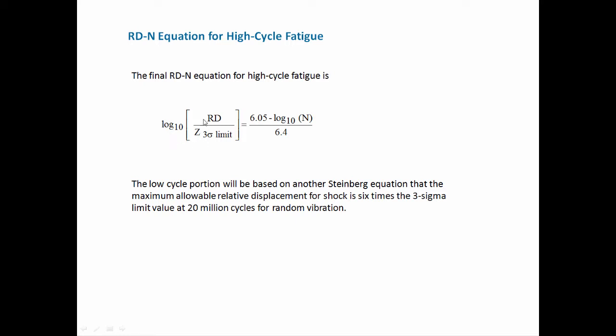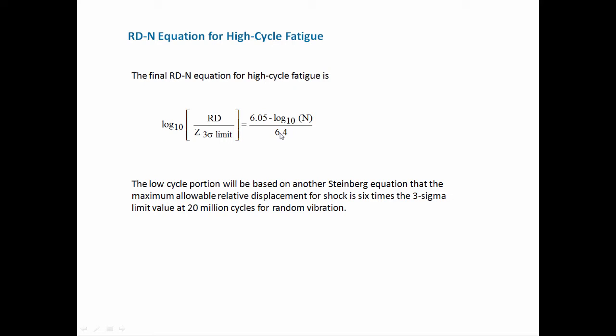So I found out that the best thing to do is take the relative displacement, whatever it might be, from the rainflow cycles, and normalize that by dividing by the Z 3 sigma not-to-exceed threshold at 20 million cycles. So we have this normalized, or non-dimensional, relative displacement in the argument of the log base 10 function. And that is equal to 6.05 minus log base 10 of n, where n is the number of cycles, divided by 6.4. Now 6.4 is the fatigue exponent.